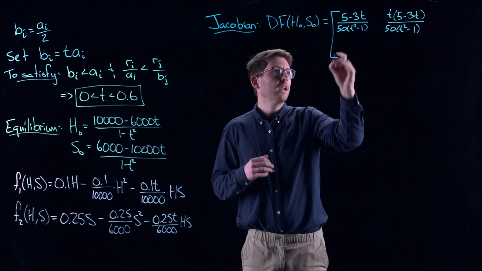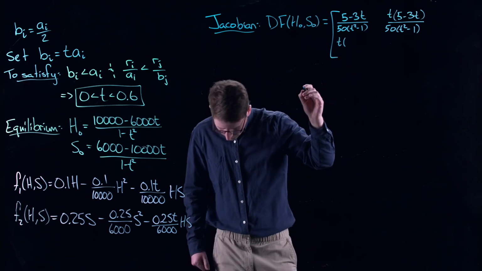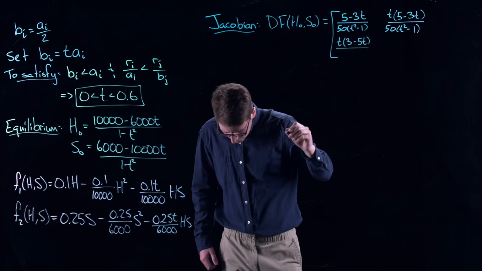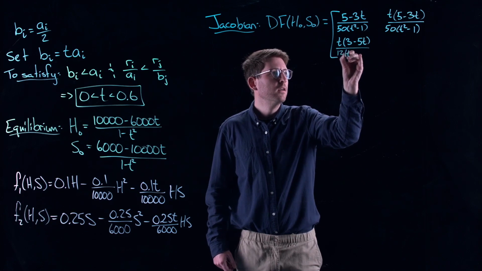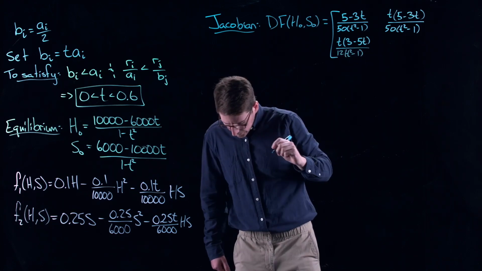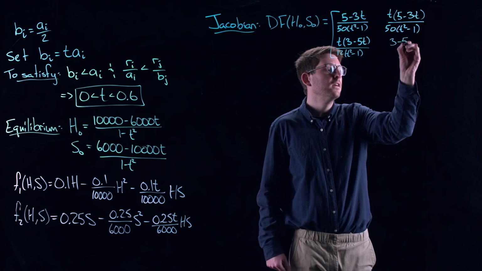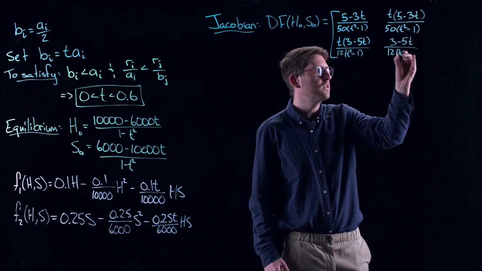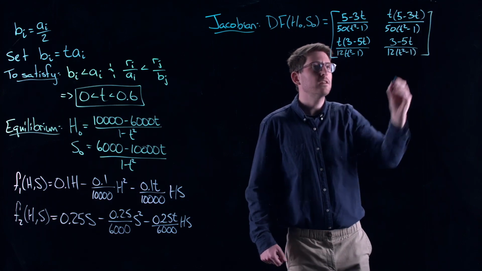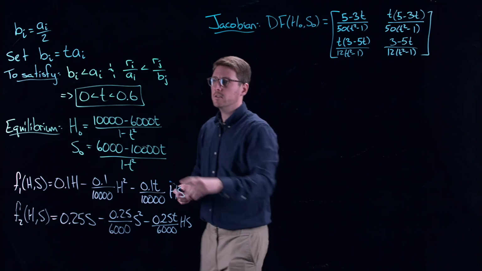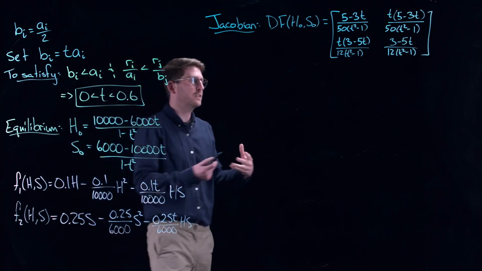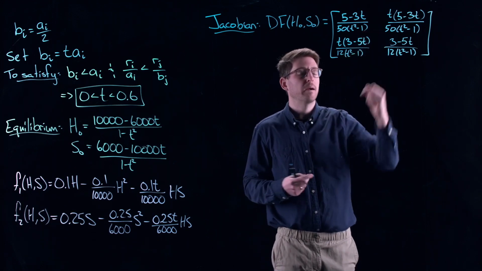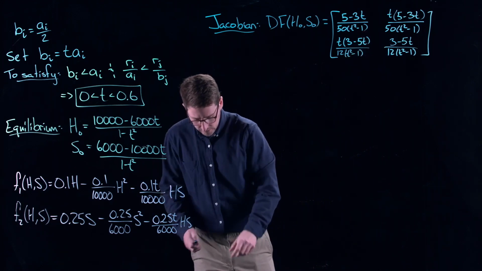And then I get t times (3 minus 5t) divided by 12 times (t squared minus 1). And then finally, (3 minus 5t) times 12 times (t squared minus 1). Okay, so it's an ugly matrix, especially because t can take any value between 0 and 0.6. This is sometimes called a parameterized matrix. It depends on a parameter, in my case this fraction t.